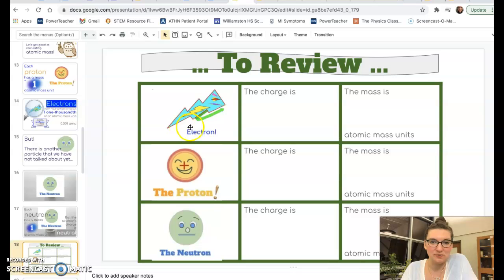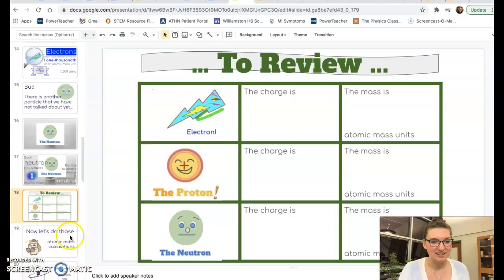So to review, the electron: the charge is -1, the mass is tiny, 0.001 atomic mass units. The proton: the charge is +1, and the mass is 1 atomic mass unit. The neutron: the charge is neutral, so you can mark it like a 0 or like an O, and the mass is 1 atomic mass unit.